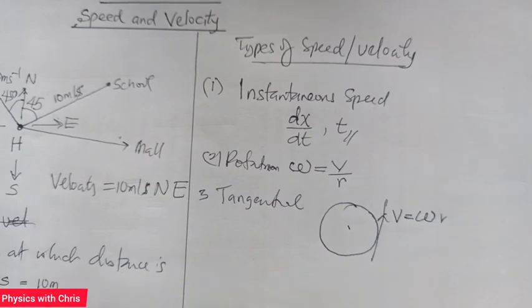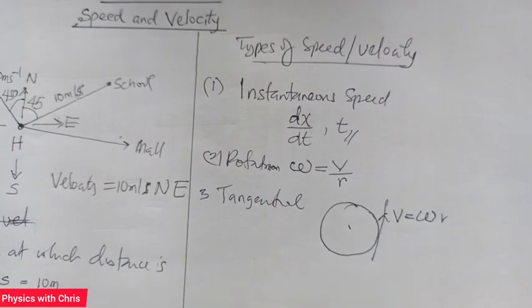Then we have the relative speed. It's the speed of a body as compared to another. It is the speed of a body as seen in reference to another body.